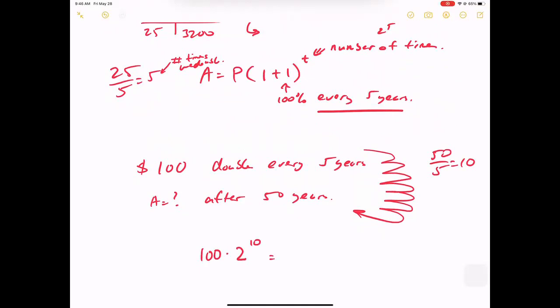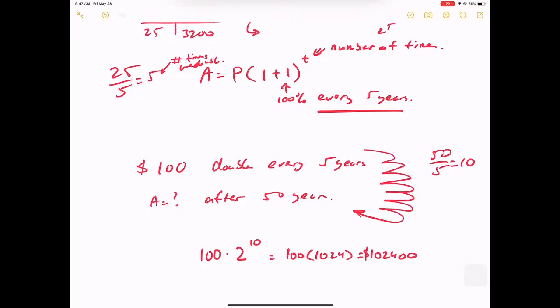So on your calculators, you guys can try practicing this right now. I always like typing the exponent first because that's always the most difficult part. So I'll say 2 x^y 10. That's going to be a huge number. That's going to be 100 times 1024. And this gives us 102400.